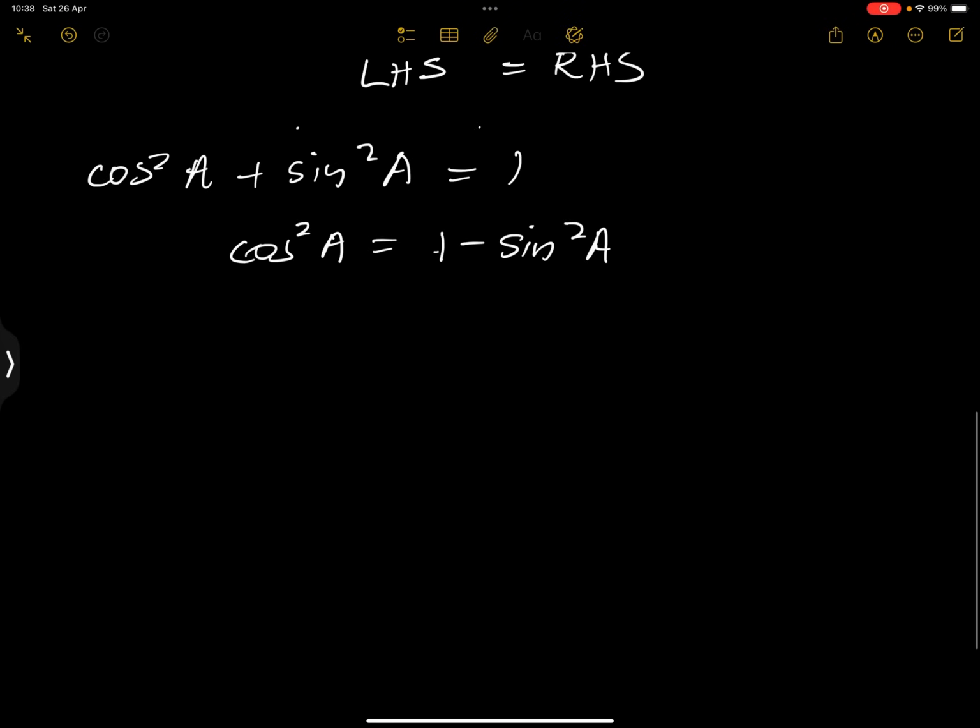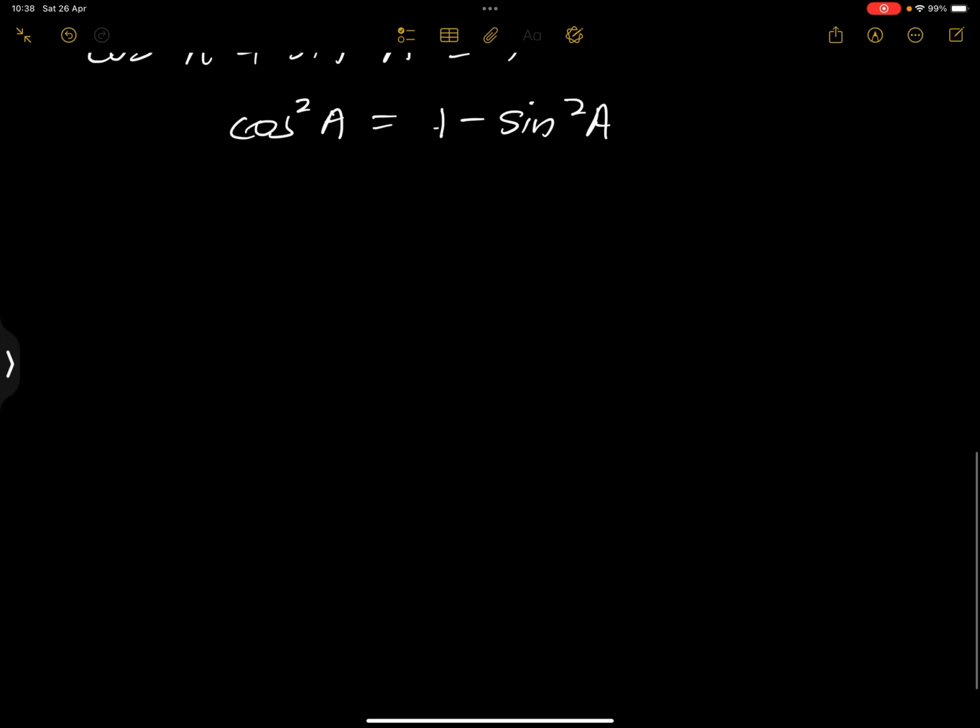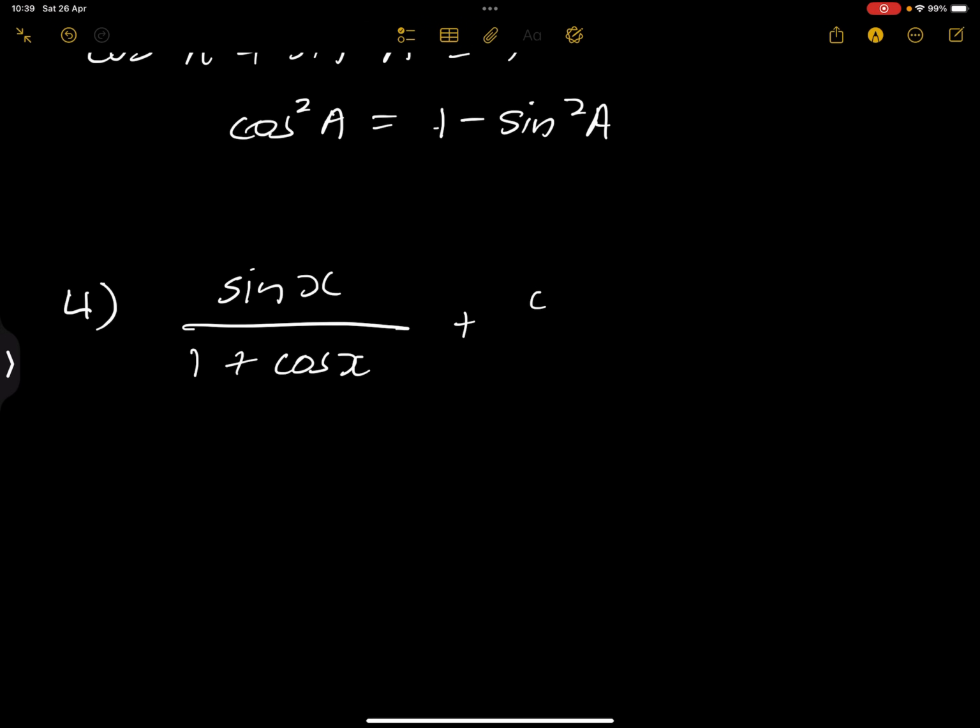Let's write it down first. For number 4, I hope that you paused and tried the example on your own first. So we've got sine of x divided by 1 plus cos of x, plus the cos of x divided by the sine of x.